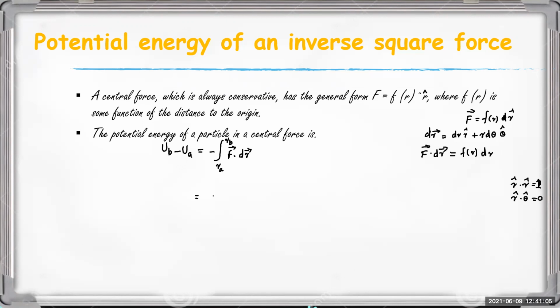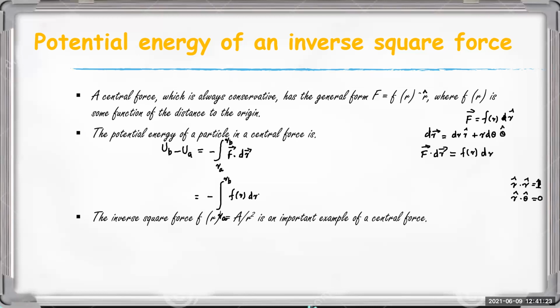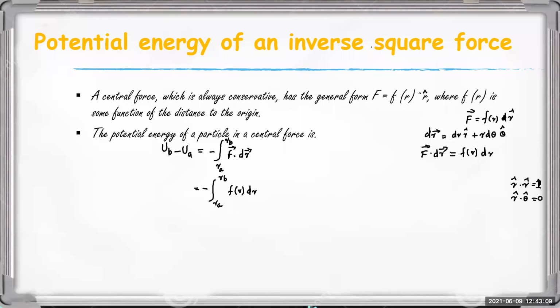Then it is equal to minus the integral from r_A to r_B of f(r) dr. Okay, this is the expression you got: U_B minus U_A is minus the integral from r_A to r_B of f(r) dr.